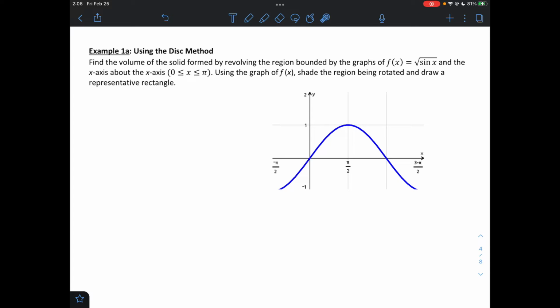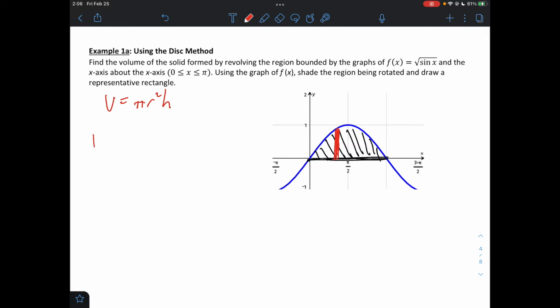So root sine x and the x-axis. That's the region right there. It's going to spin around the x-axis. All right, let's draw in our representative rectangle. There it is. To fill that region, we're going to move the rectangle left and right, which means this is a dx problem. So, remember our volume formula we talked about was pi r squared h.